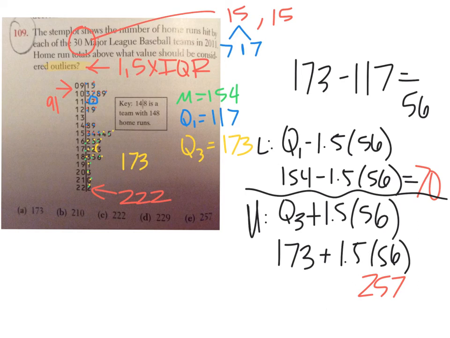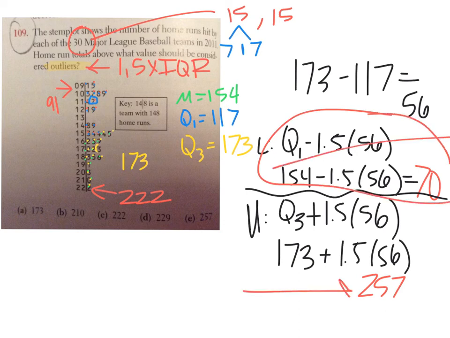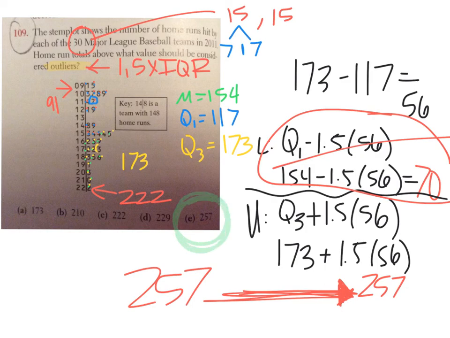Okay, I didn't read the question. That's important. Home run totals above what value should be considered outliers? I didn't even need to do all this stuff. It just wanted to know above what value. Basically, what was the upper limit. So the upper limit is 257. So we don't have any outliers, but they weren't asking for us to have outliers. They were just saying what is the upper limit. The answer is 257.